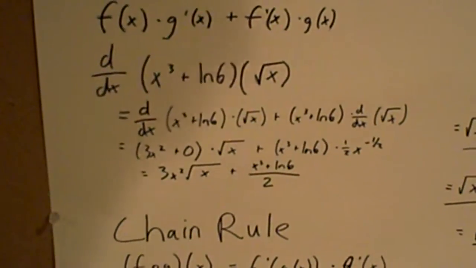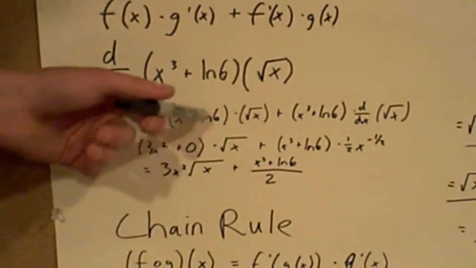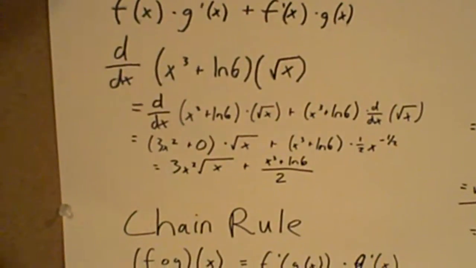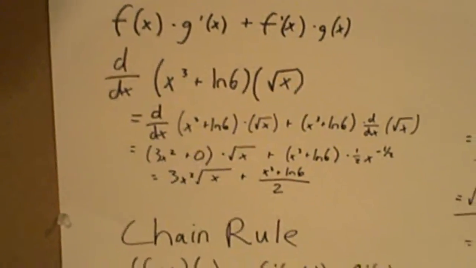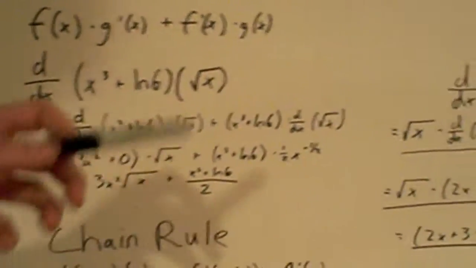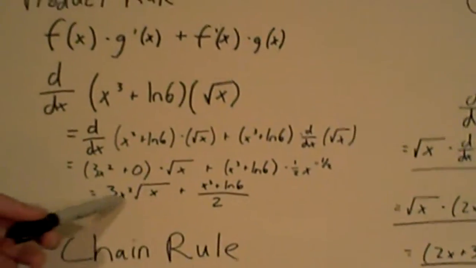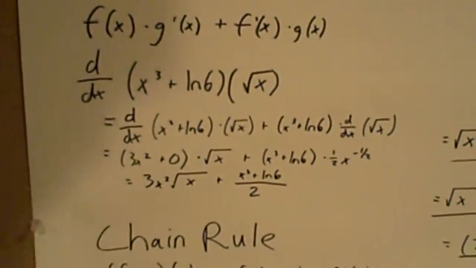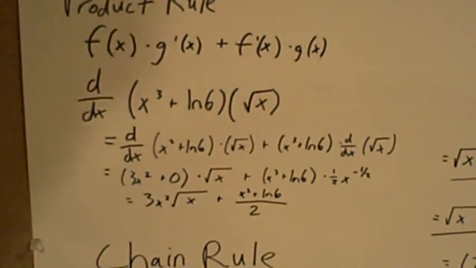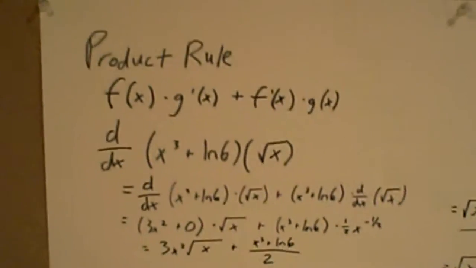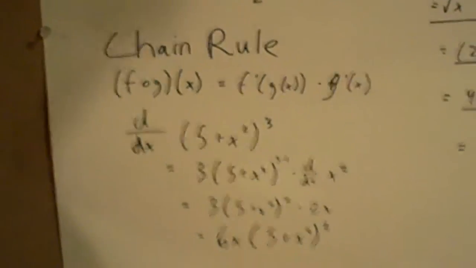And so once that is performed, you have 3x squared plus 0, which of course is the derivative of natural log of 6, multiplied by square root of x, plus x cubed plus natural log of 6 times 1/2 x to the negative 1/2. And in the end, after you simplify it, we get 3x squared times square root of x plus x cubed plus the natural log of 6 over 2. So that was just a quick reminder. Let's move on to the chain rule.